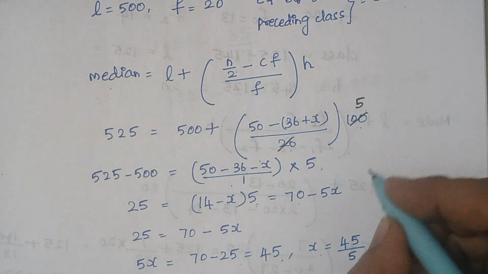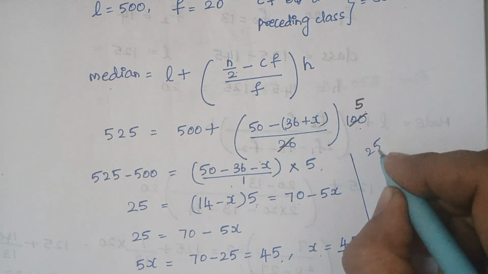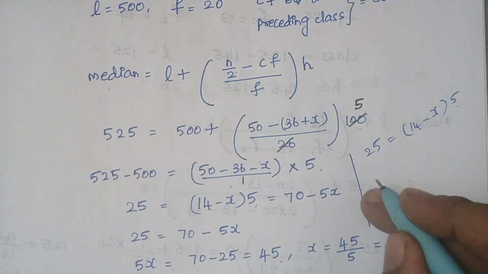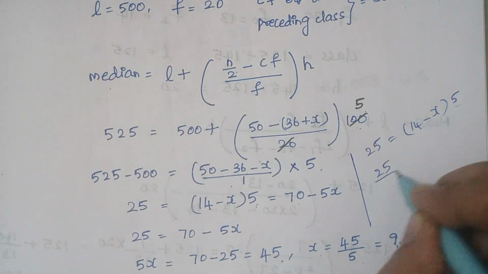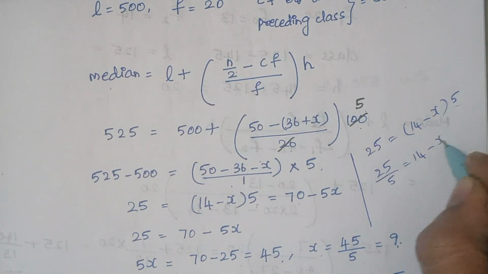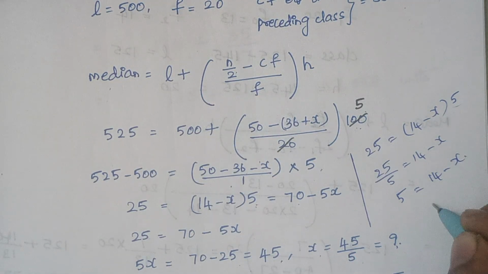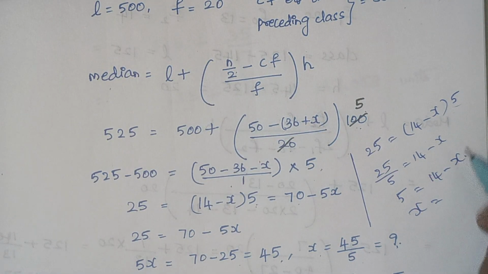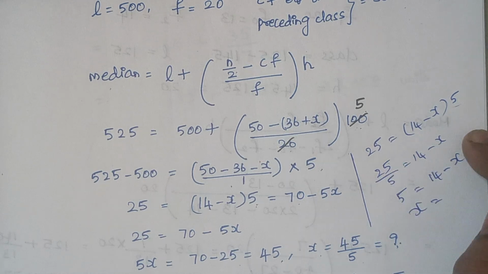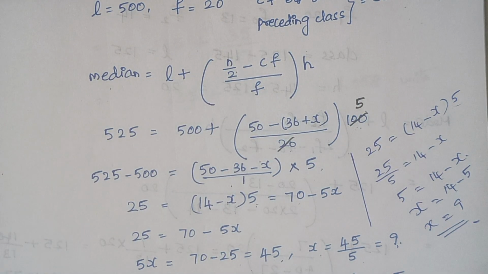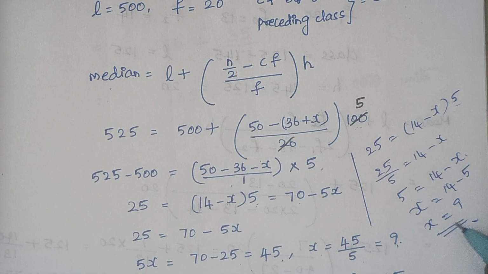What I would like to tell you is that here 25 is equal to 14 minus x into 5. You can move this 5 directly here. So 25 by 5 becomes 14 minus x, and 25 by 5 is 5. So 5 is equal to 14 minus x. I need only x, so I am moving x over here and moving this 5 to that side. So it becomes 14 minus 5, which is 9. In any way you can solve it; this is mathematics, we can solve as we want. So the value of x is 9.